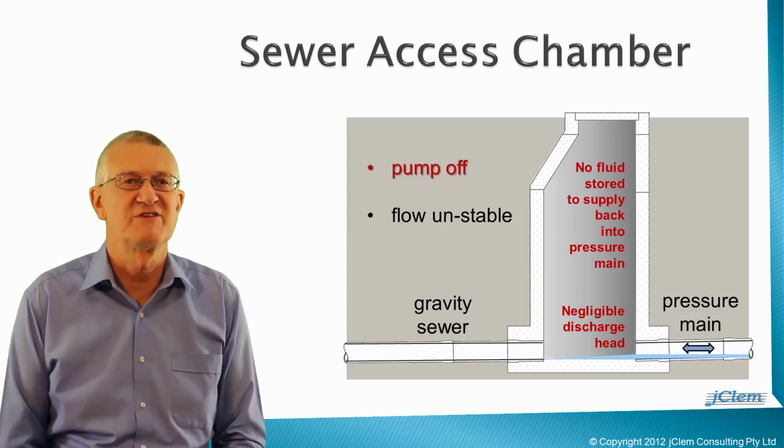While the pump is off and unstable transient flow is present in the pressure main, a reasonable and conservative design assumption is to assume there will be negligible discharge head at the access chamber. If the gravity outlet sewer has emptied the chamber, the ability for the chamber to supply fluid back into the pressure main will be negligible or non-existent.